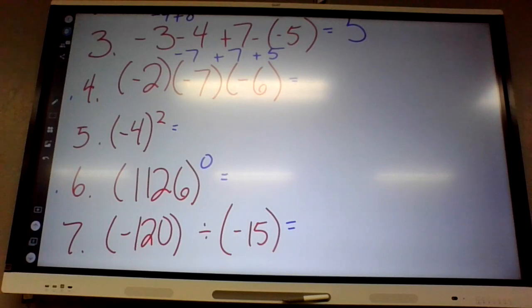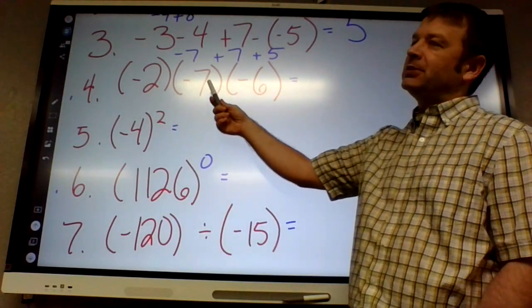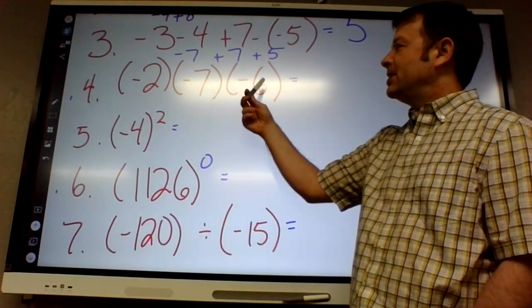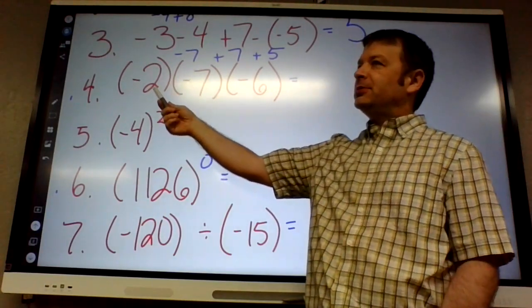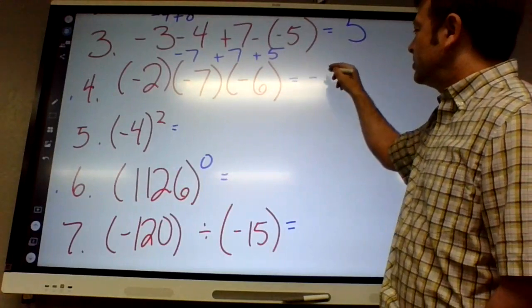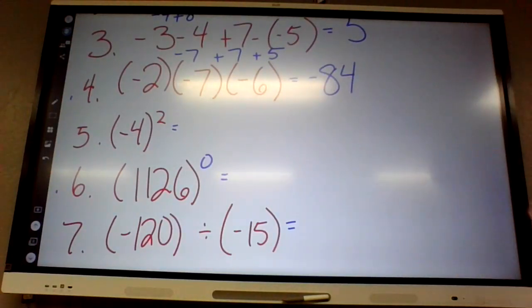All right, Bo, is number 4 gonna come out positive or negative? Negative. Yeah. If I was doing this one, I would do 6 times 7 first, just because it seems easier to me. 6 times 7 is 42 times 2. So it's, yeah, negative 84. You might have to write it down.